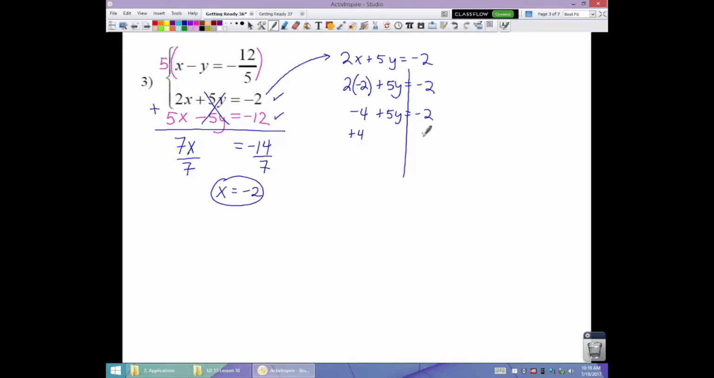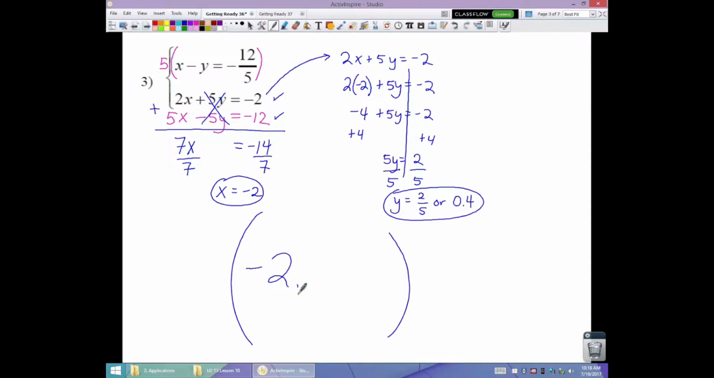Add 4 to both sides. So 5y is equal to 2. Divide both sides by 5. And y is equal to, I like the answer 2/5, but this one, it is okay to divide. It's a nice, neat terminating decimal. It's 0.4. Okay, so my solution is negative 2, 2/5.